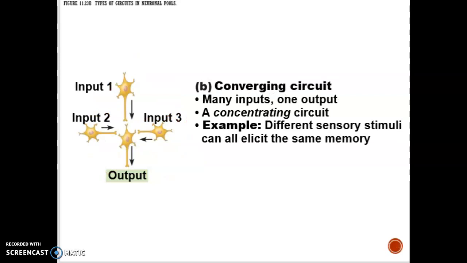A converging circuit, you can see, is a whole bunch of inputs and only one output. This would be why we can have different stimulus that elicit the same memory. If I smell an apple pie, it reminds me of my grandmother's house. If I see an apple pie, it reminds me of my grandmother's house. She was an old Pennsylvania Dutch woman who loved to bake, and she had beautiful Granny Smith apple trees in her backyard, and she would pluck those things, and she'd make these wonderful apple pies and apple turnovers and apple butter and whatever else you can think of. But that is an example of a converging circuit, how there's many inputs but only one output. There's a whole bunch of stimulus that all ends up at the same memory.